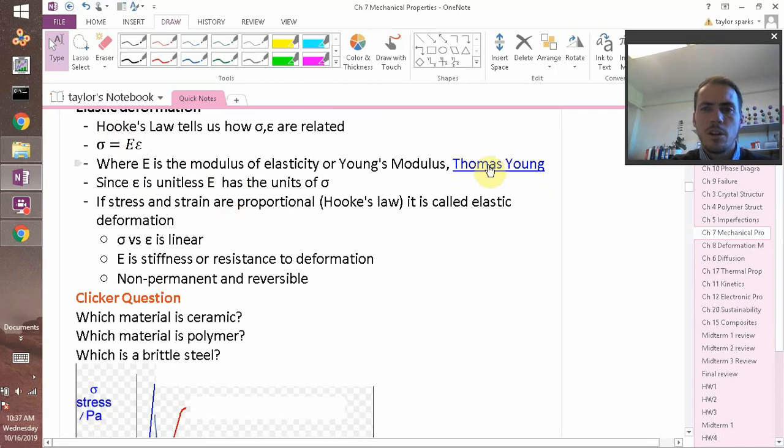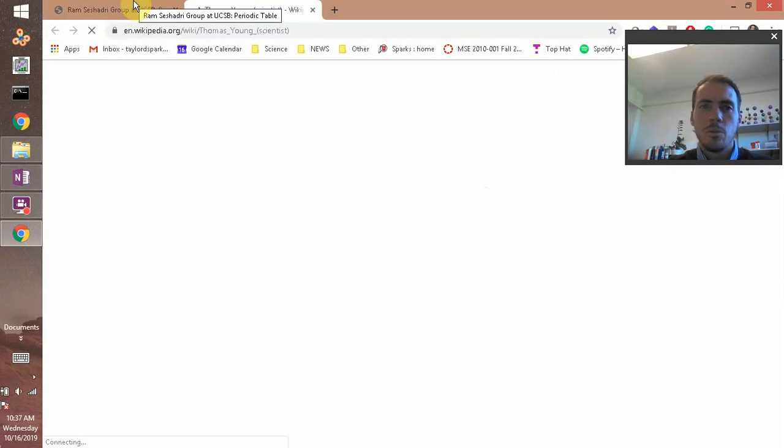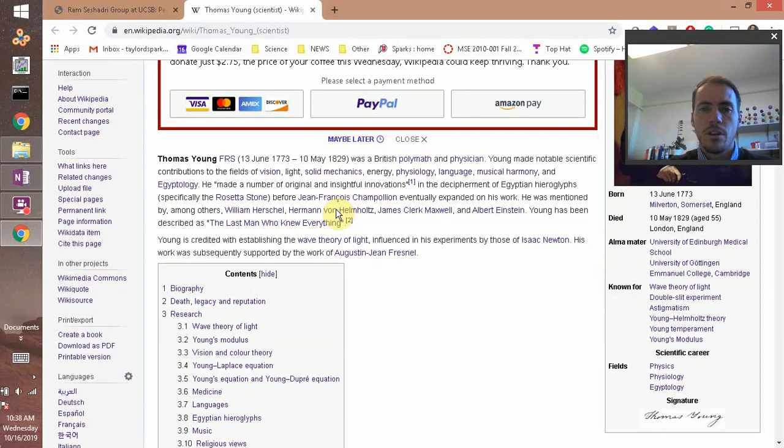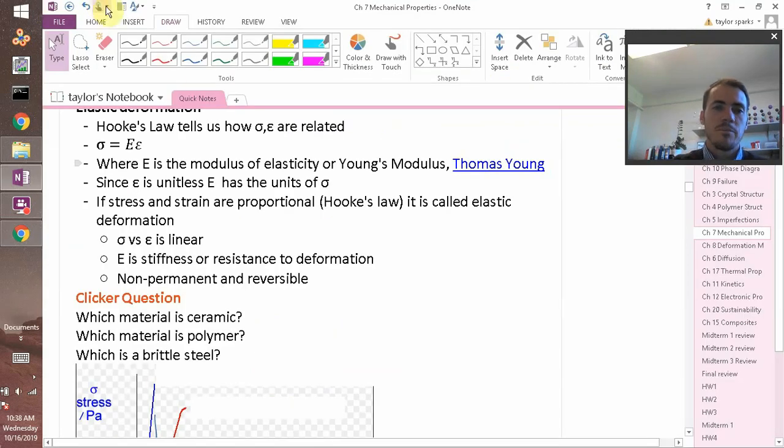It's named after Thomas Young, by the way, who is a fascinating character, an Egyptologist and all sorts of other things. Well worth reading his wiki page. Interesting guy. He's a polymath in that he basically looked at everything. He studied mechanics, but also light, sound, language, musical harmony, and Egyptology, which is pretty rad. Strain is unitless, it has no units. So modulus must have the same units as stress, because stress equals strain times modulus. Megapascals typically, or gigapascals commonly.